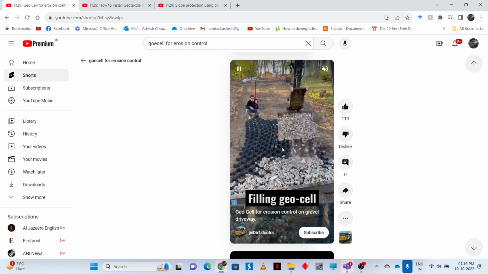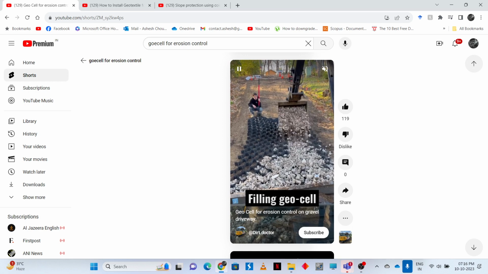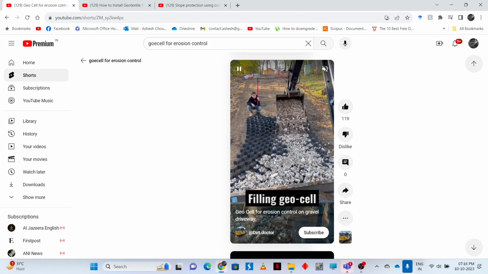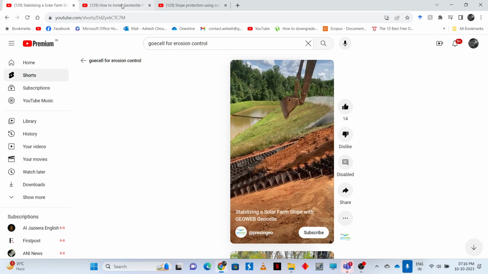Okay, and after that, what we can do is have some roller runs over it, and you can have a very nice road over it. Okay. Then here is one more.